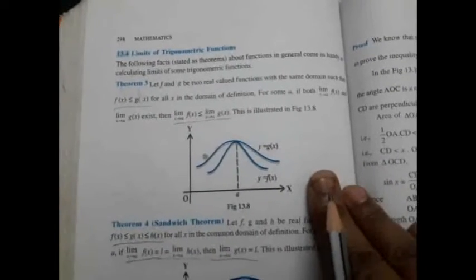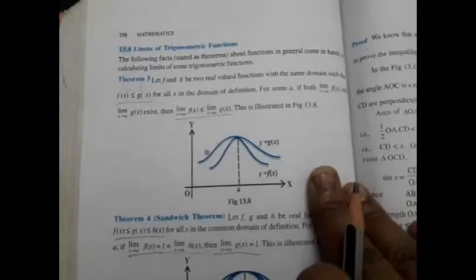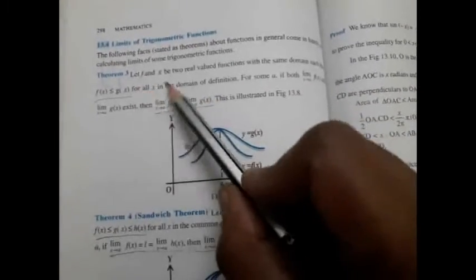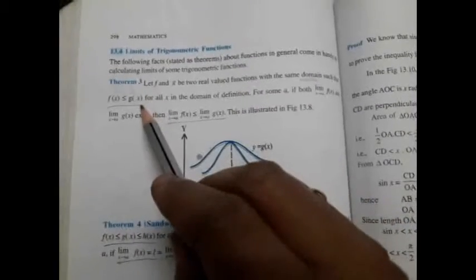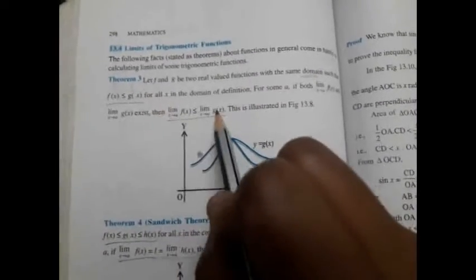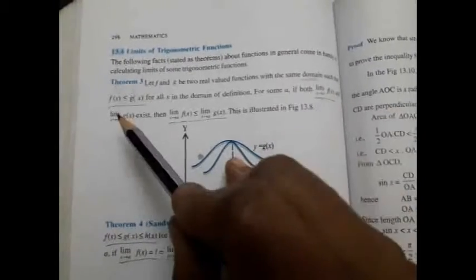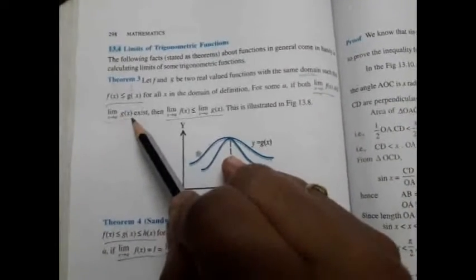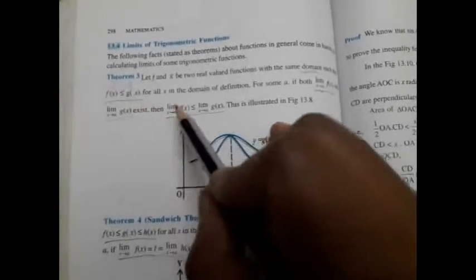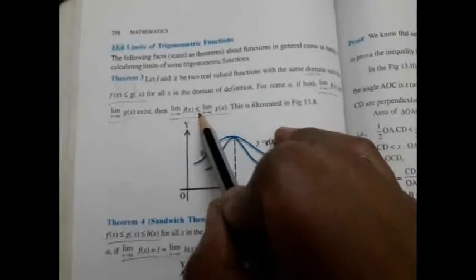First, we are going to learn about limits of trigonometric functions. The first theorem says, let f and g be two real valued functions with the same domain such that f of x is less than or equal to g of x for all x in the domain. For some a, if both limit x tends to a f of x and limit x tends to a g of x exist, then limit x tends to a f of x is also less than or equal to limit x tends to a g of x.